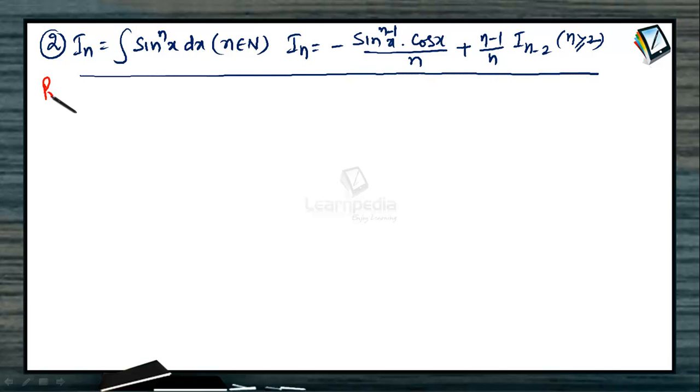Let us see the proof of the second reduction principle. Given is I_n equals the integral of sine to the power n of x dx.